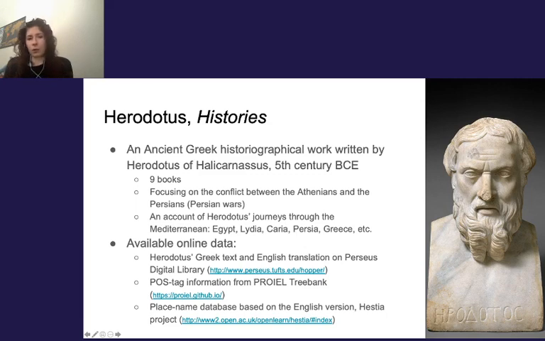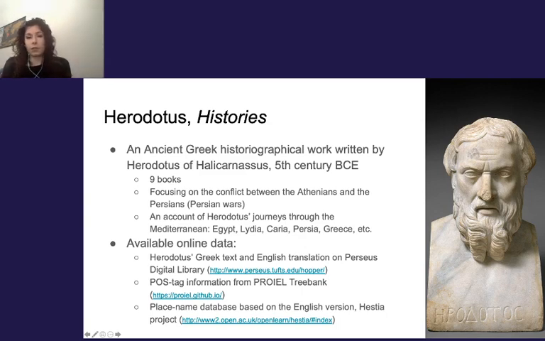So it is a historiographical work in the first place, right? It concerns people doing things in places. But actually, the most interesting part concerns toponymic data, because the whole first part of the histories concerns an account of Herodotus' journeys through the Mediterranean. And so every single book, or every single part of the narrative, more precisely, is dedicated to a very accurate description of Egypt, Lydia, Caria, Persia, Greece, all the places that were political entities at the time in the Mediterranean.